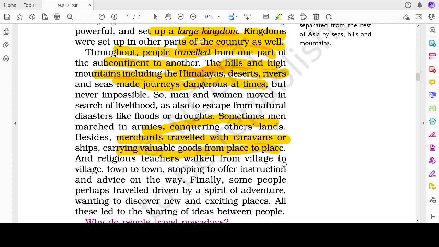Religious teachers walked from village to village, town to town, stopping to offer instruction. Obviously, someone used to preach, like someone used to sit under a tree and followers were there. They talked about our religion, our religious beliefs. And finally, some people perhaps traveled driven by a spirit of adventure, wanting to discover new and exciting places. All this led to the sharing of ideas between people.